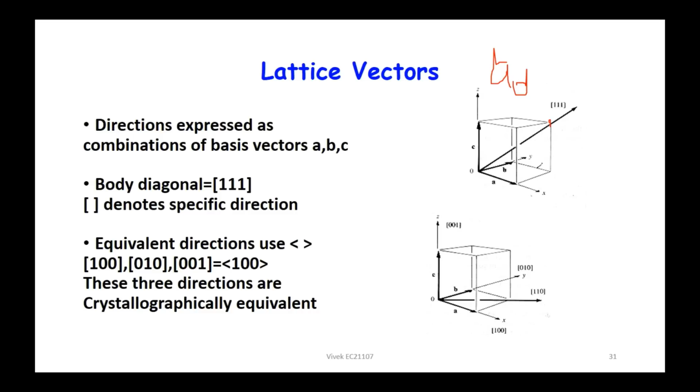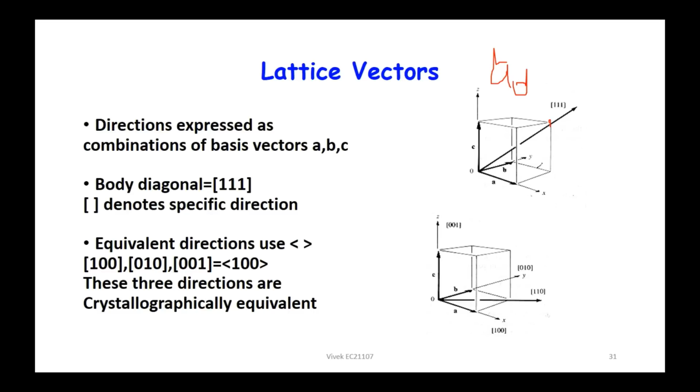Similarly, you have a diagonal at the bottom face in the xy plane. So here you have this direction, a naught times x cap plus a naught times y cap. If you take a naught common, you have x cap plus y cap, and the z component is 0. So this direction is [110]. That way you can define any direction.